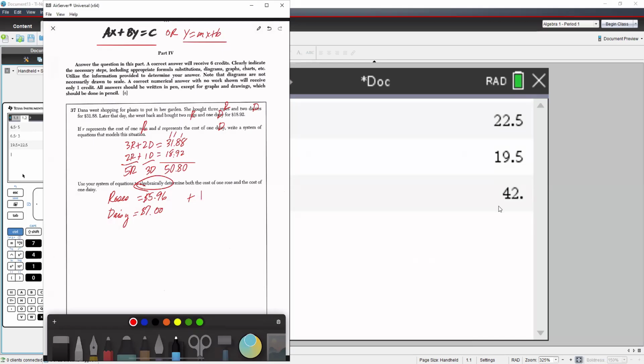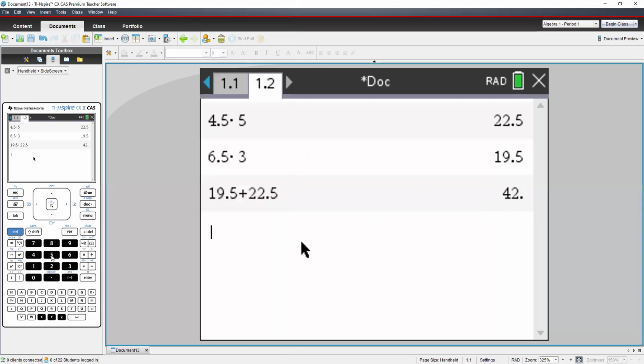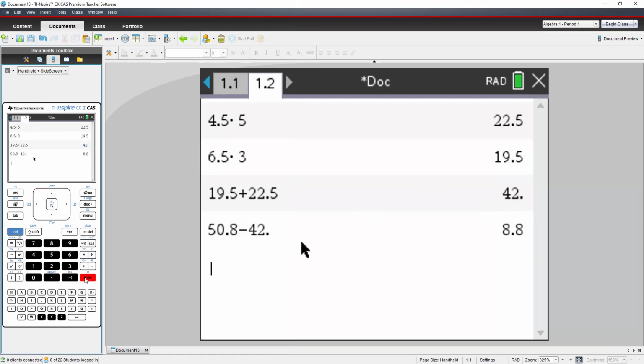We spent $42 on sale, so that means we would just subtract. It'll be $50.80 minus 42. That's how much we saved. That's our savings. So let's just do that. $50.80 minus 42 is $8.80. That's how much we saved.